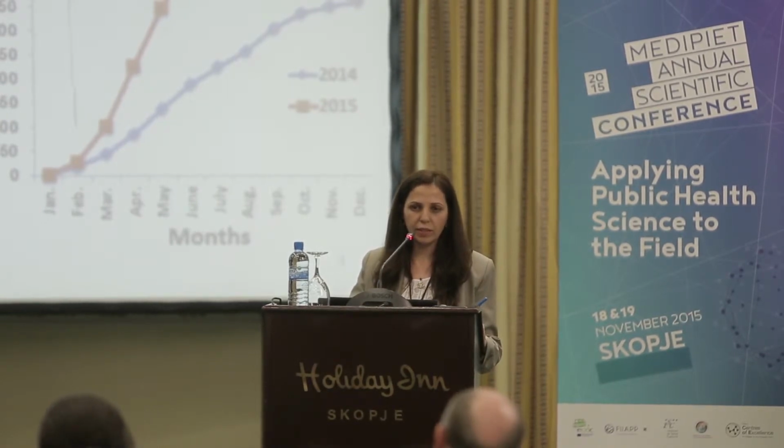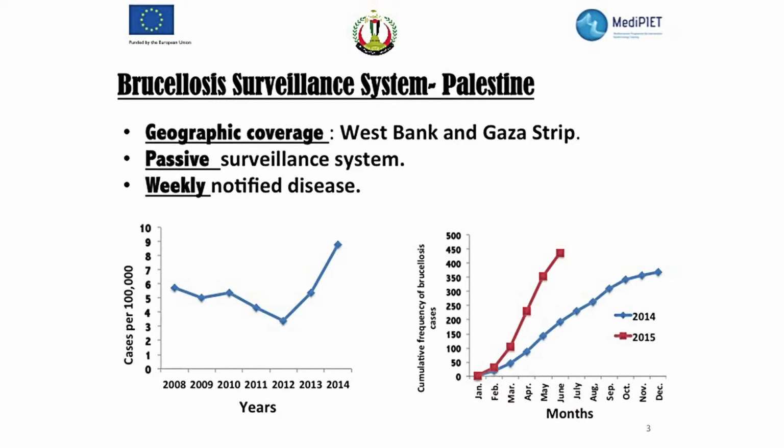The national surveillance system in Palestine covers both the West Bank and Gaza Strip. Brucellosis is under a passive surveillance system, and it is a weekly notified disease that must be notified within 1 week after diagnosis. The first graph is the incidence rate between 2008 and 2014, and you can see a sharp increase started in 2013. The next graph is about the cumulative frequency of cases in 2015 and 2014. There are more than double the cases in 2015 than in 2014.